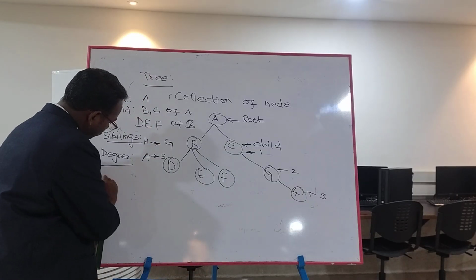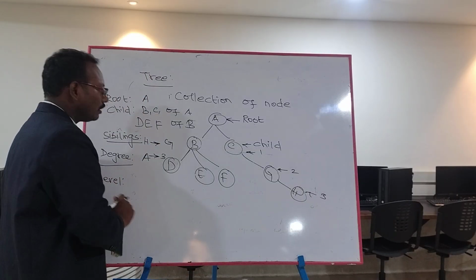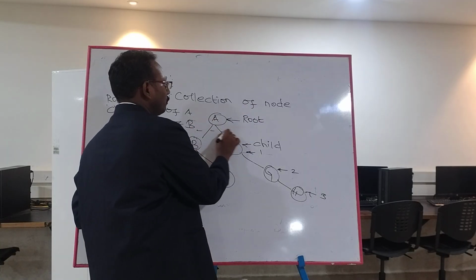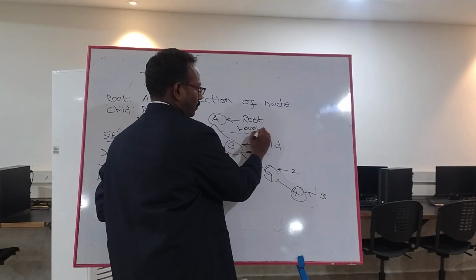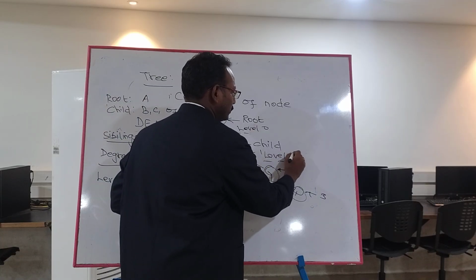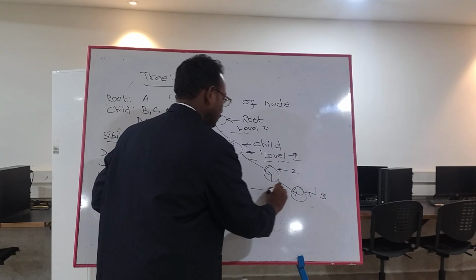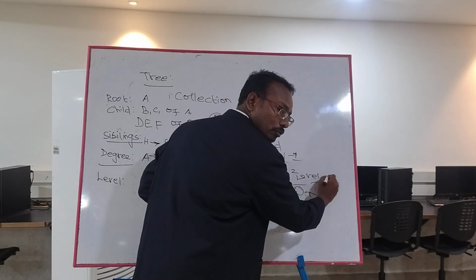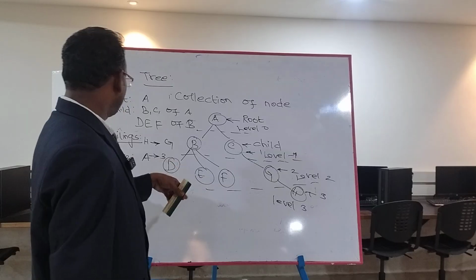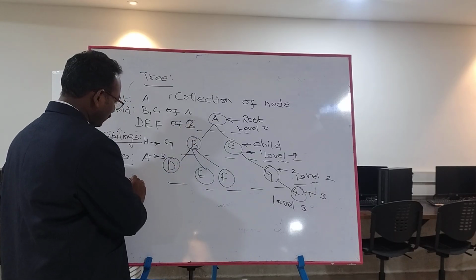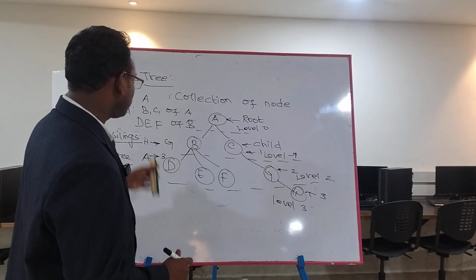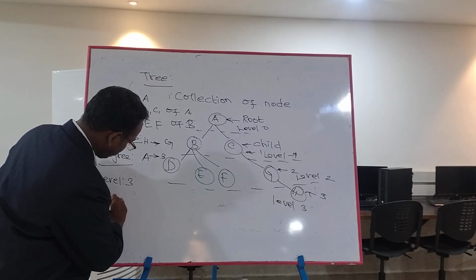Next we are going to see about the level. From the root node we can consider the level. The root node is level 0. The next one will be level 1, and next we consider level 2, and this will be level 3. So in this tree the lowest level is level 3. And next we are going to see about the path.